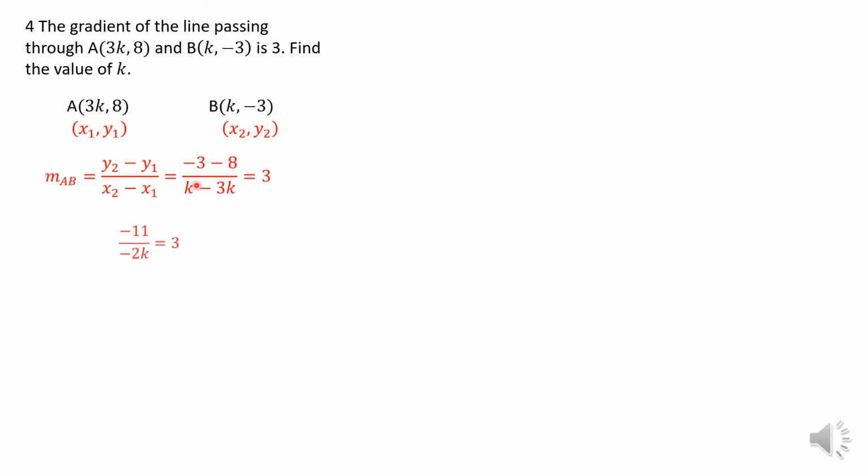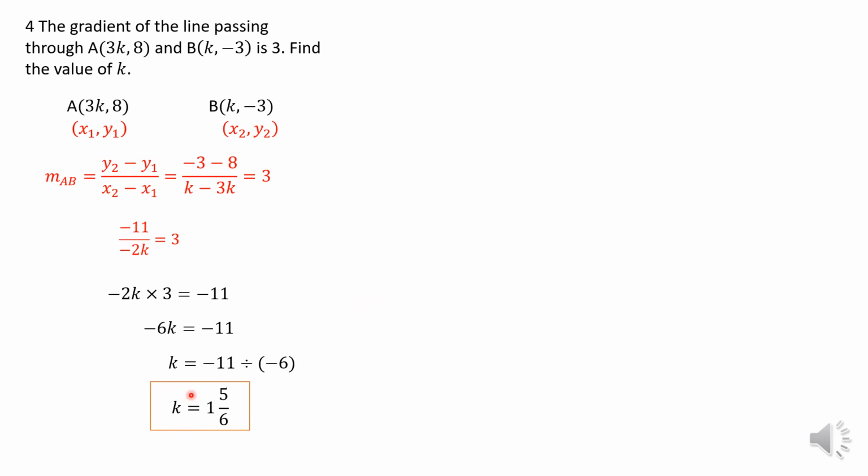If you clean that up, -3 minus 8 is -11, and k minus 3k is -2k underneath. So you can do some cross multiplication, and you realize you get -6k equals -11. To find k, you divide -11 by -6, and you find the mixed number 1 and 5 over 6.